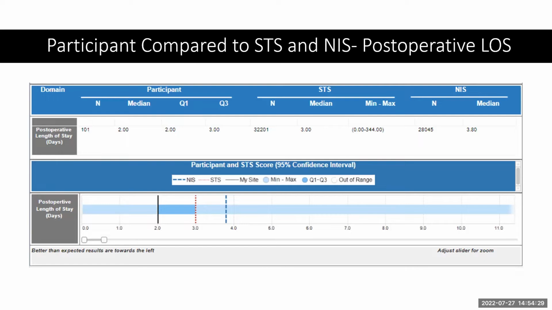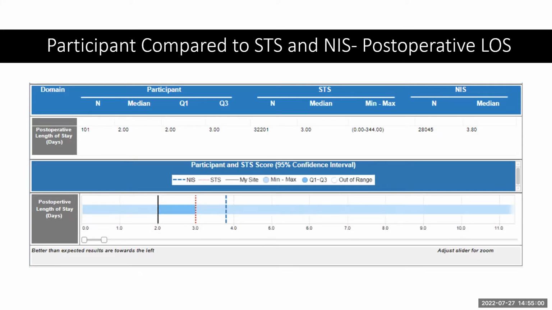And then we have the first and third, or Q1, Q3, which stands for the first and third quartile. Quartiles are essentially values that divide a list of numbers into quarters. So here, the Q1 is representing the lower quartile and Q3 is the upper quartile. And then the median is essentially Q2 or the middle. So median days for STS was 3, and for NIS, it was 3.8.